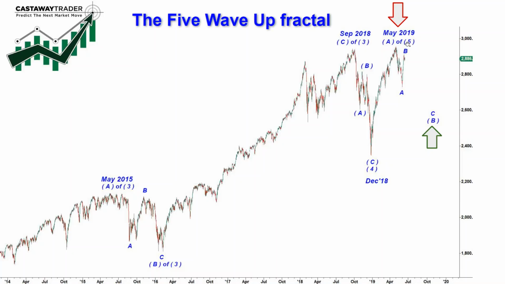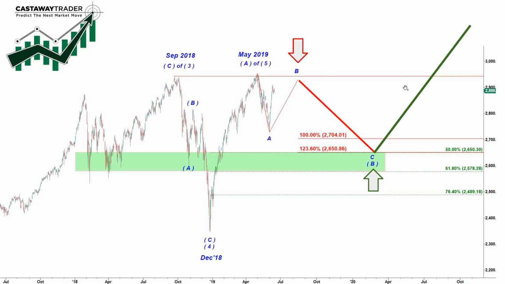And under that situation, that would be a so-called expanded flat formation, where wave A makes a first low, but then a corrective wave B which follows would make a higher high over the top of wave A of 5, and that wave C may be longer than the first leg down in wave A. Let's zoom in and you will see what I'm talking about.